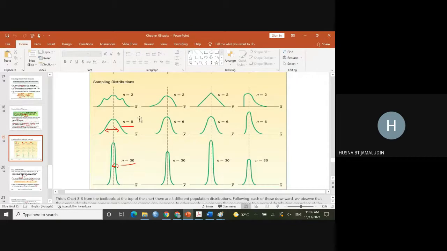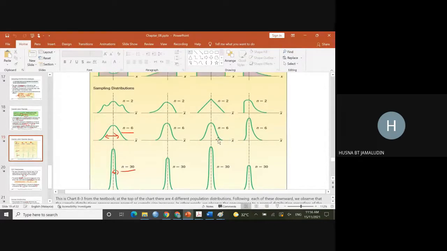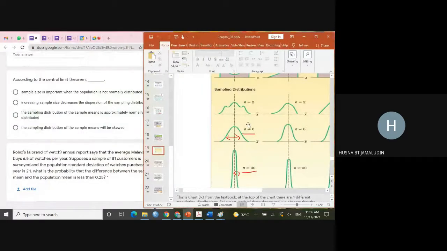So regardless of how many n's, you will look like normal, and the more n, you will have the better estimation. That is what the central limit theorem says. Okay, got it? Is it clear?